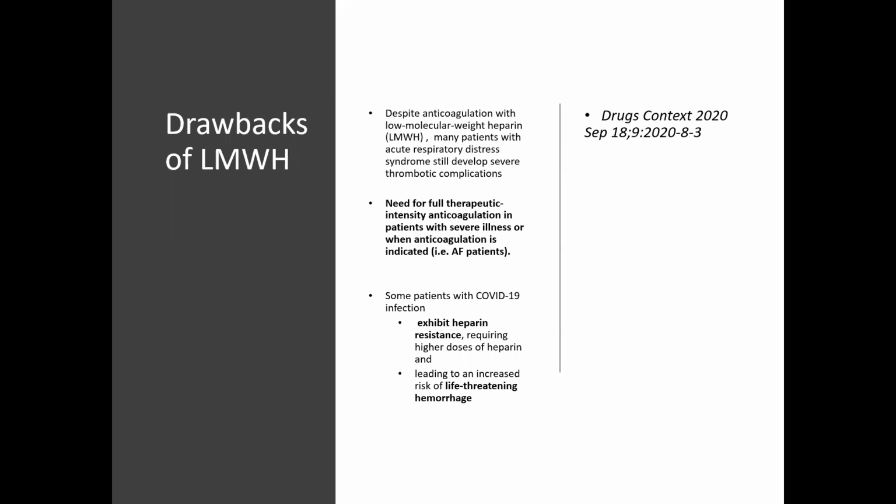Despite anticoagulation with low molecular weight heparin, many patients with acute respiratory distress syndrome still develop severe thrombotic complications. Thus, there is a need for full therapeutic intensity anticoagulation in patients with severe illness when anticoagulation is needed. Apart from that, we all know that there are chances of heparin resistance, which would require a high dosage of heparin, and monitoring of APTT has to be done.